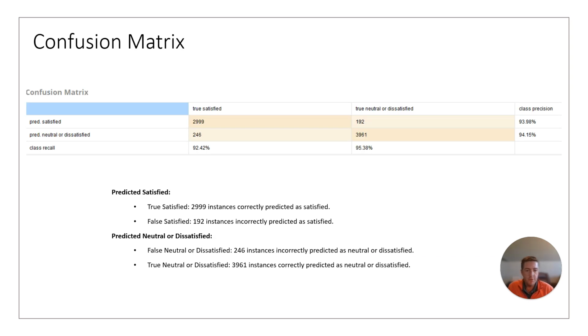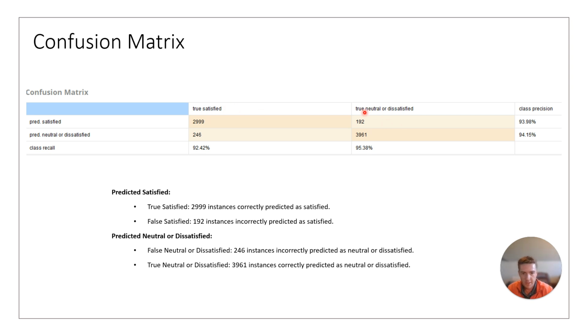Our next tool is the confusion matrix, which evaluates the performance of a classification model predicting airline passenger satisfaction. And I'm going to get a pointer out to walk you through it. So from the predicted satisfied, which is in the top left here, true satisfied, which means the customer was satisfied and the model predicted that the customer is satisfied, 2,999 instances were correctly predicted as satisfied.